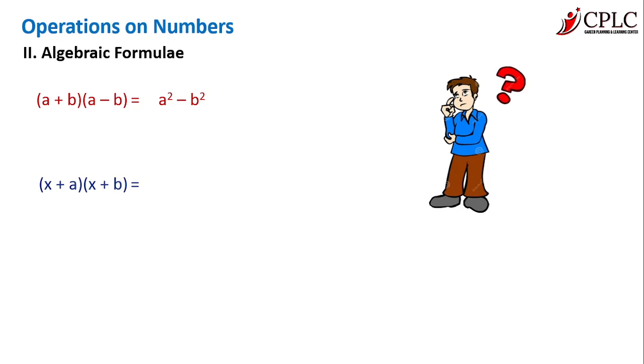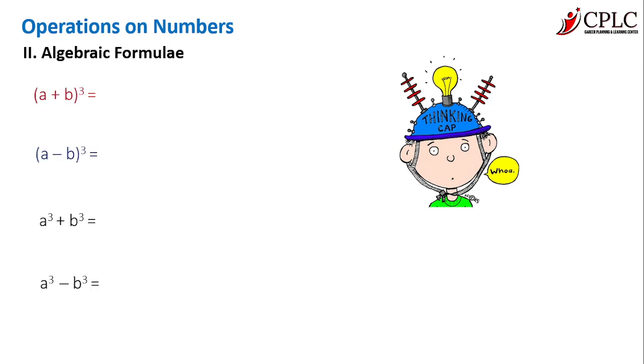Literally multiply two brackets with each other, you get x square plus ax plus bx plus ab. Now from these ax and bx, what we can do is we can take x common, so we end up getting a plus b x basically. Then we have a plus b the whole cube. A plus b the whole cube is a cube plus 3a square b plus 3ab square plus b cube.